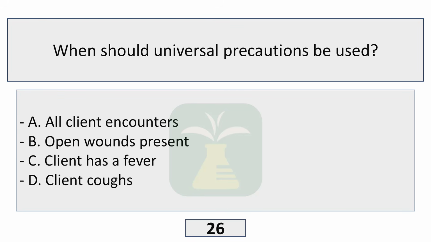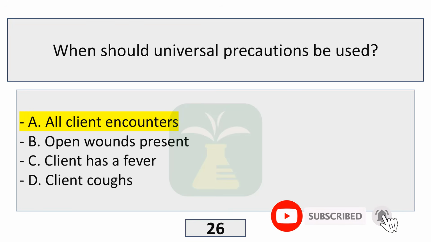When should universal precautions be used? A. All client encounters. B. Open wounds present. C. Client has a fever. D. Client coughs. Correct answer. A. All client encounters. Universal precautions prevent infection in all interactions.